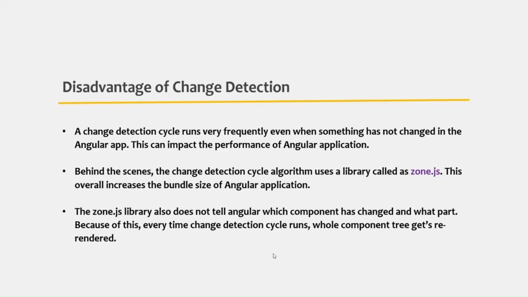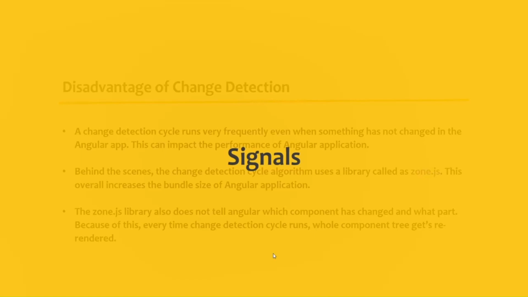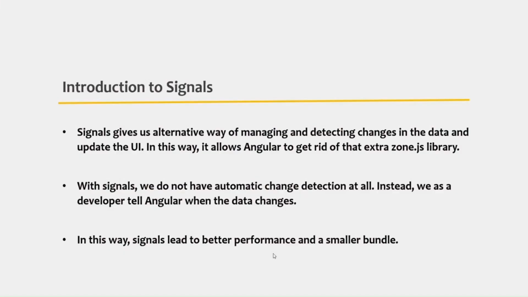And all these disadvantages which come with the change detection mechanism can affect the performance of our Angular application. And to overcome all these problems, Angular has introduced signals in Angular version 16. Signals give us an alternate way of managing and detecting changes in the data and updating the UI. In this way, it allows Angular to get rid of that extra zone.js library. That's because with signals, we do not have to rely on change detection cycle to detect the changes and update the UI. And since we do not have to rely on change detection, we don't need that library at all.